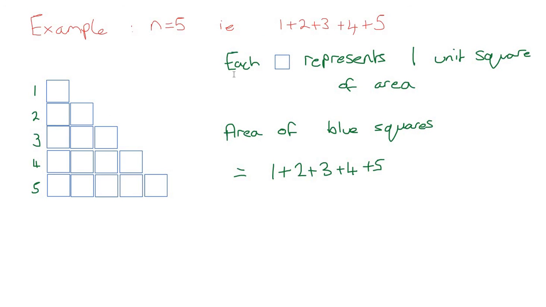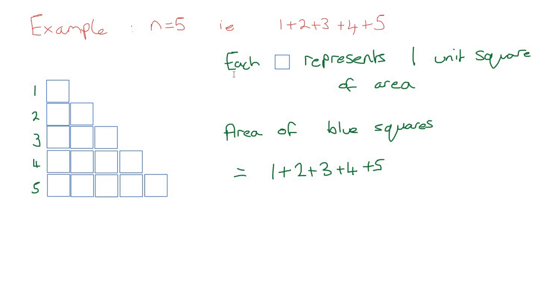Okay, so here we have an example and we're showing how the proof in the second case actually works. So we're just doing it for a very small n, so n equals 5. So we're looking at how to find the sum 1 plus 2 plus 3 plus 4 plus 5. Now I've drawn a little diagram here, and in this diagram each blue square represents 1 unit square of area. This means that the area of all these blue squares is what we're looking for, 1 plus 2 plus 3 plus 4 plus 5.